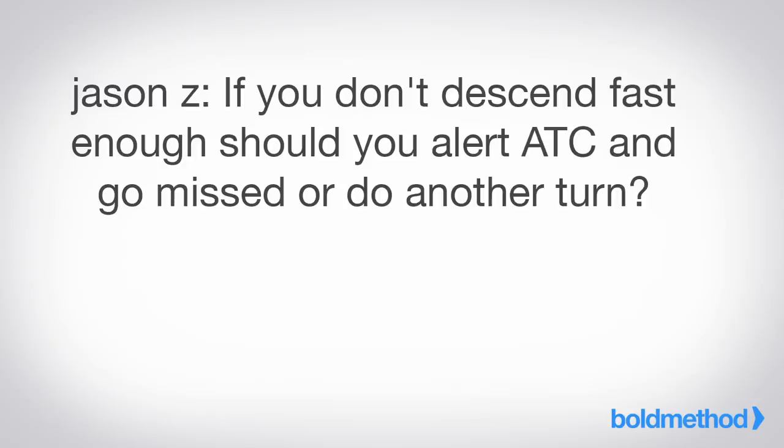Okay, we get another question. Okay, that actually ties in pretty well to what you just said, Alex. So Jason's question is this. If you're doing a procedure turn and you're not descending fast enough and you realize it as you're turning yourself inbound, should you alert ATC and go missed, or should you do another turn and continue the approach?